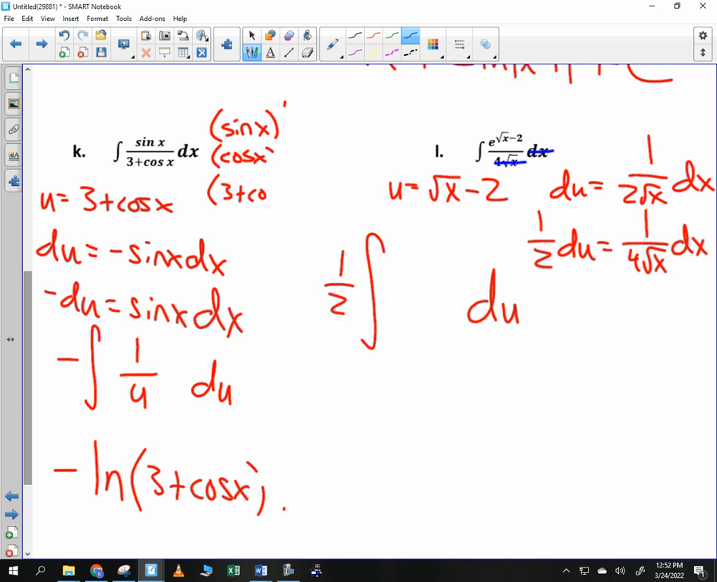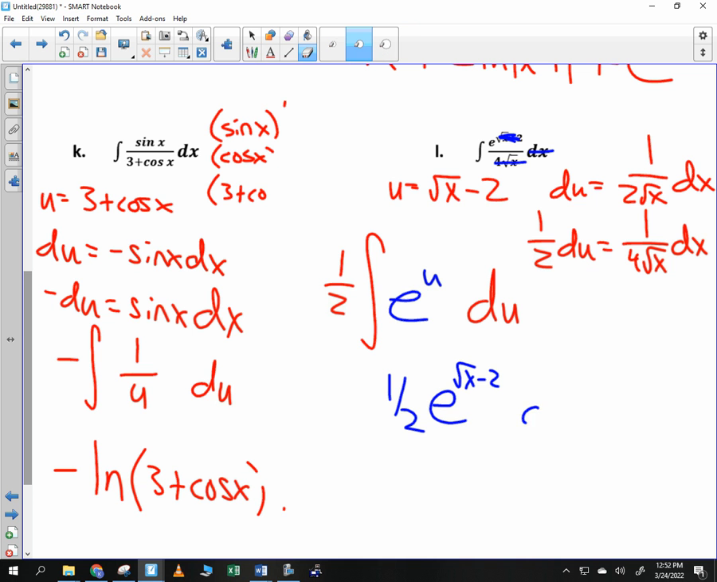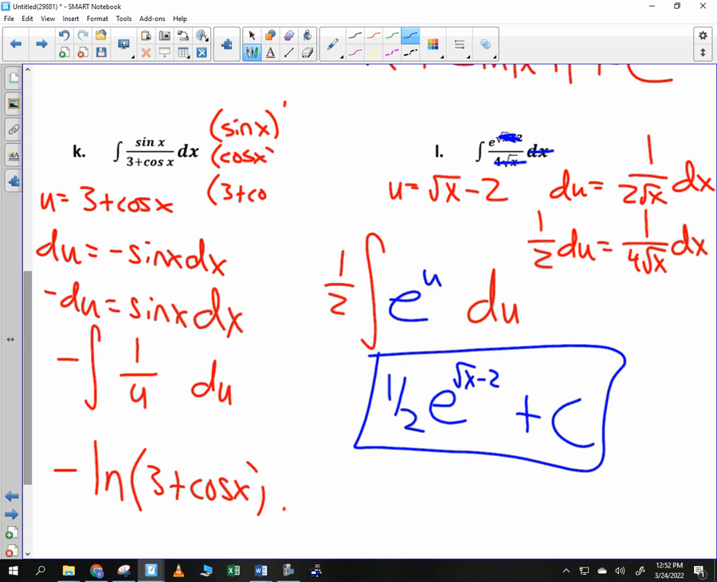E to the u. Doesn't that just make you happy when you write that? Because you're like, oh yeah, I know the antiderivative of e to the u. And remember when you first learned about e, you thought, oh, I don't like e, I don't like natural log. Really? You don't like it? I think it's pretty cool.